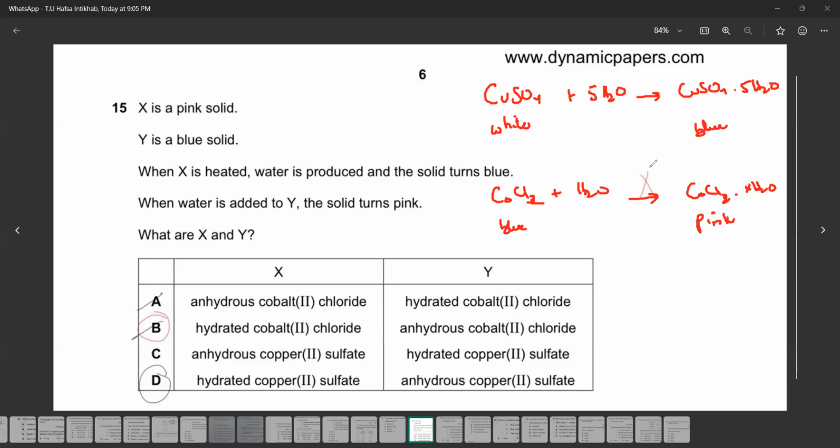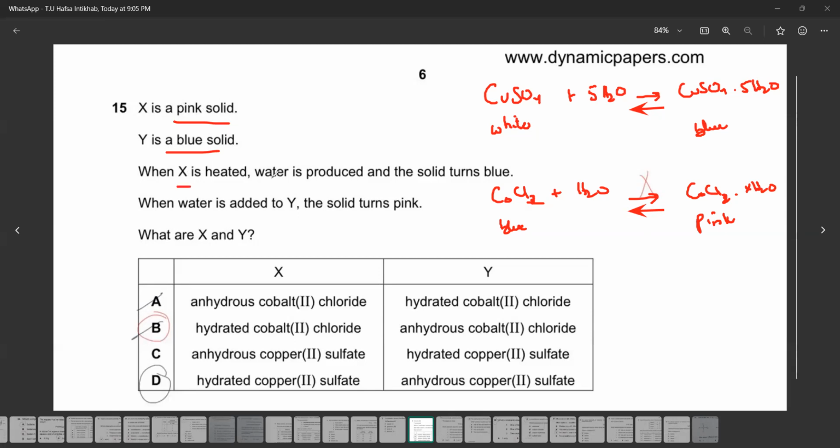These are the hydrated salts, and their reactions are reversible, because the anhydrous can turn into hydrated, or it can be the other way around. When anhydrous turns into hydrated, it will release energy, but to turn hydrated into anhydrous, we have to supply energy. So X is a pink solid, whereas Y is a blue solid.